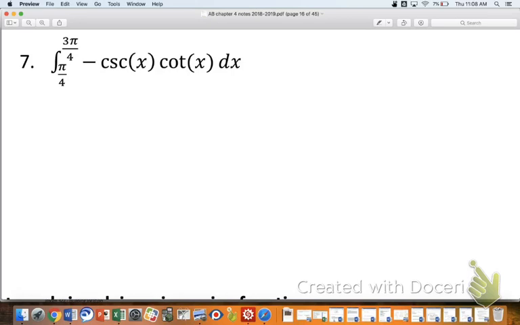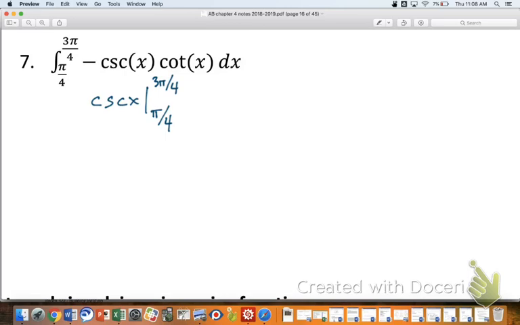Okay, so the antiderivative of negative cosecant x cotangent of x is what? Cosecant of x, right? Like I mentioned, if you looked at that and thought, Lord help me, I have no idea what this is, it'd be your cue to go back and review some stuff in 4.1. So the antiderivative is cosecant of x, evaluated now from pi over 4 to 3 pi over 4.